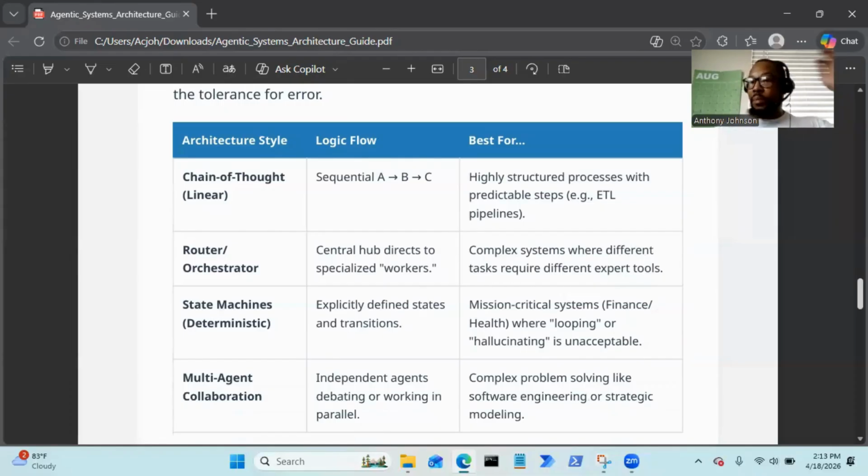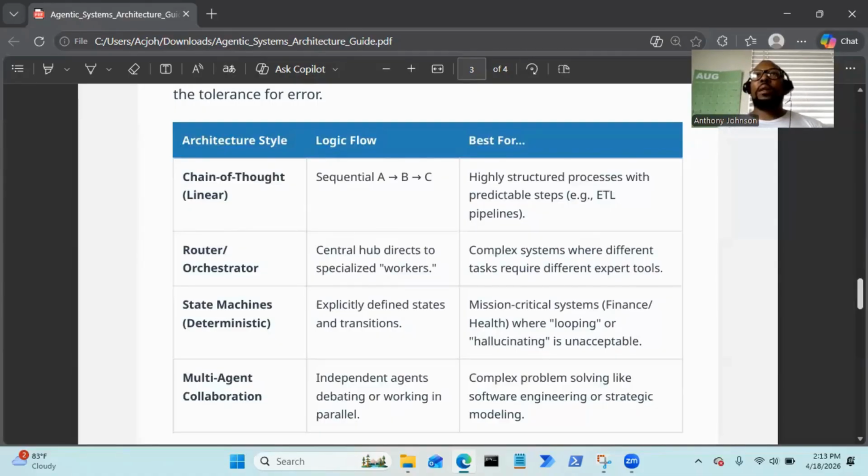This one is near and dear to me. A lot of the tools that I've built are state machines, deterministic. I don't think we should be relying on LLMs in regards to that. They're nothing more than a probabilistic engine, meaning it may give you the correct answer, it may not. It's probabilistic. The logic flow here is explicitly defined states and transitions. It's for mission critical systems, finance and health, where looping or hallucinating is unacceptable.